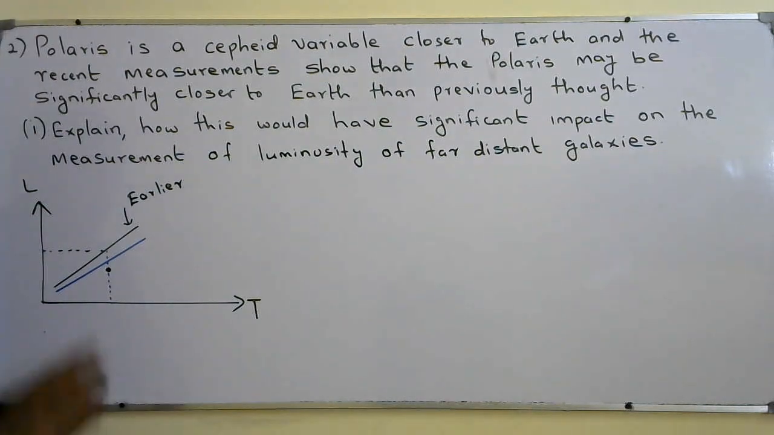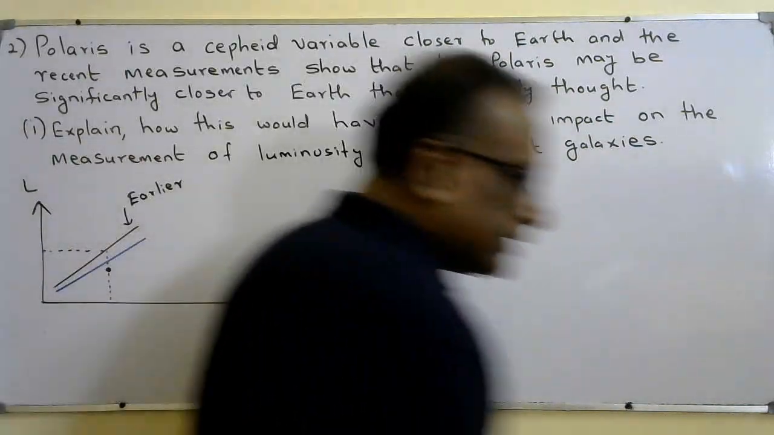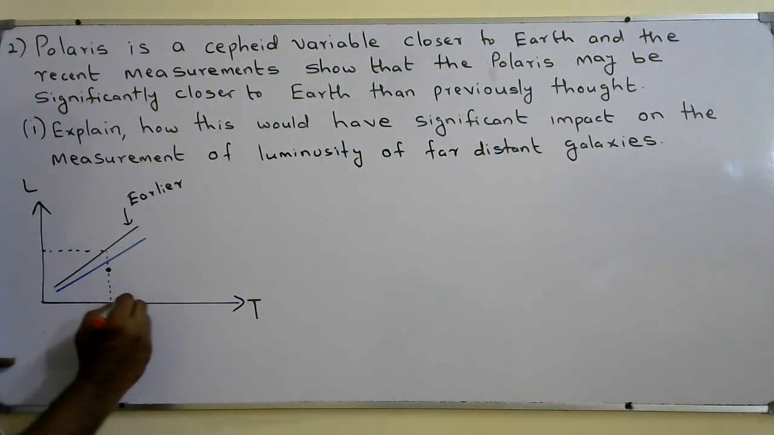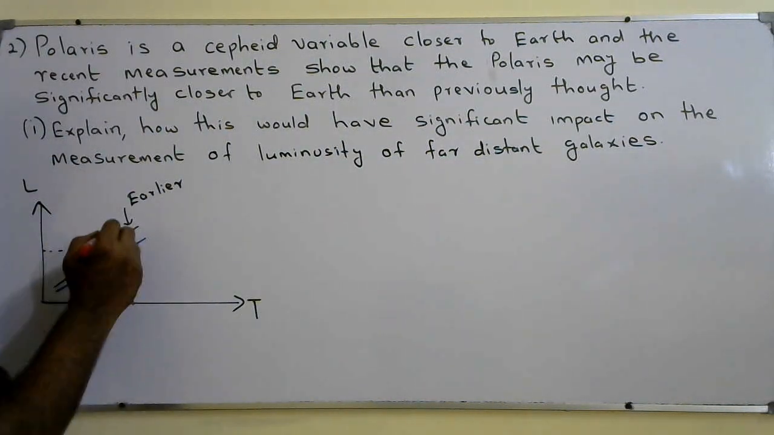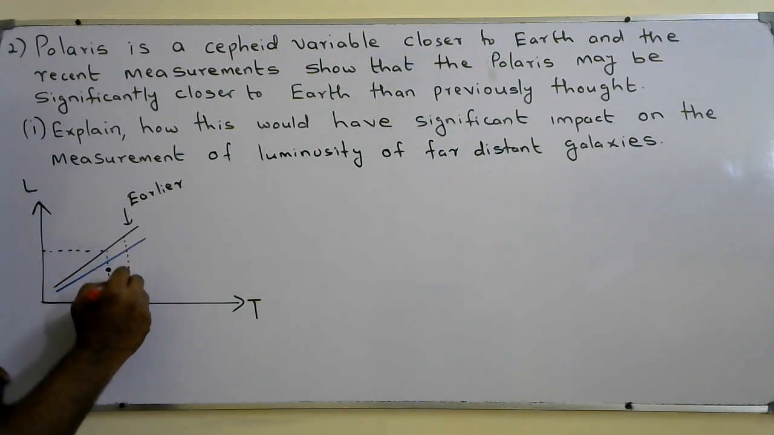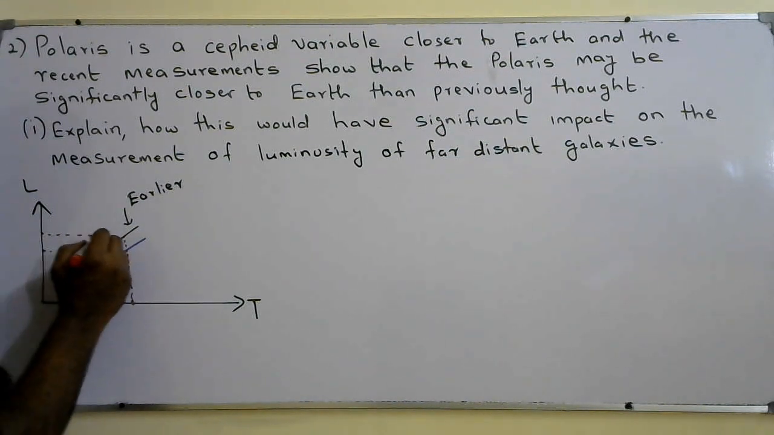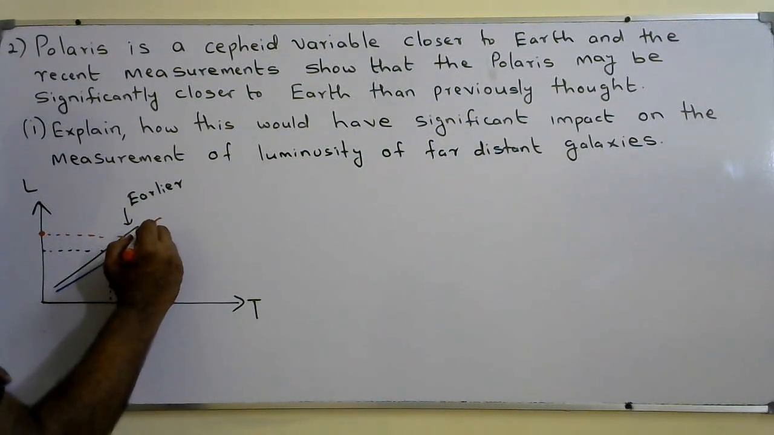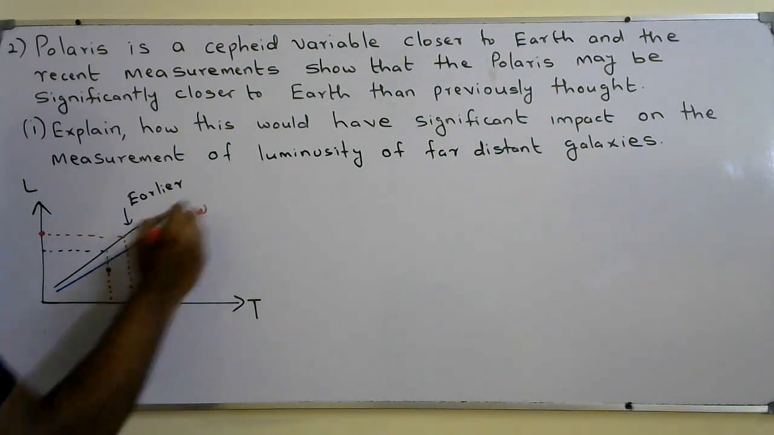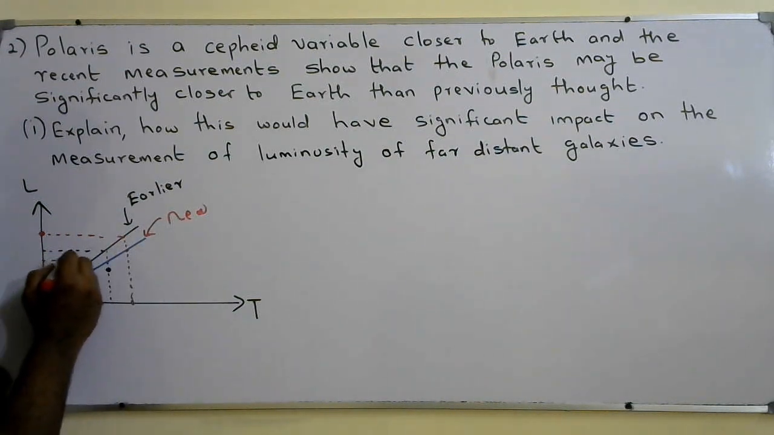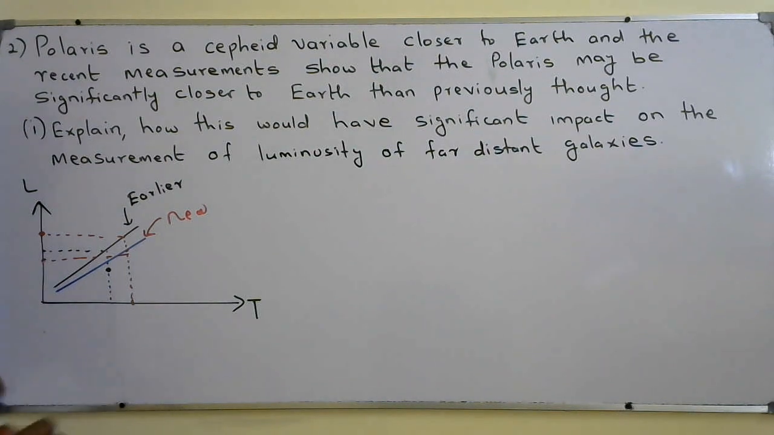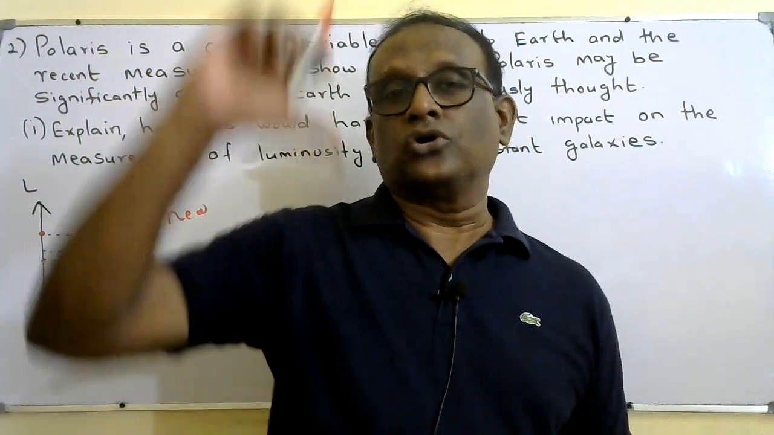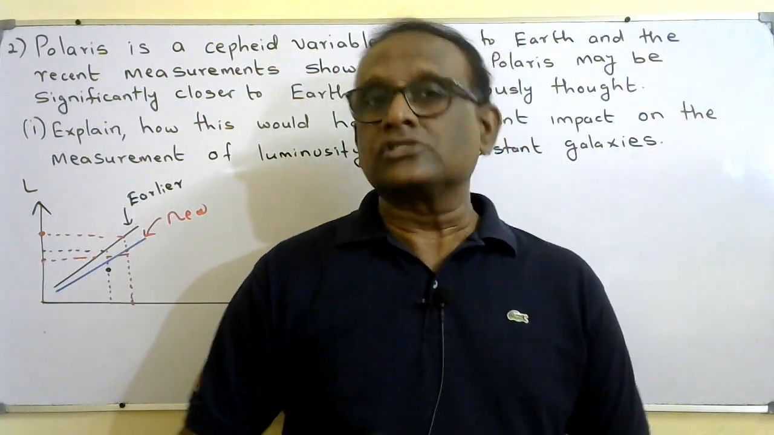Then what we do, we use this graph. We know the far distance Cepheid variable's time period. We measure it accurately. Earlier, maybe that time period is this one, right? So earlier we got the luminosity of that particular far distance Cepheid variable somewhere here, but the blue graph is the new graph. According to the new graph, the luminosity will be lower. So the luminosity of the far distance Cepheid variable also will drop.